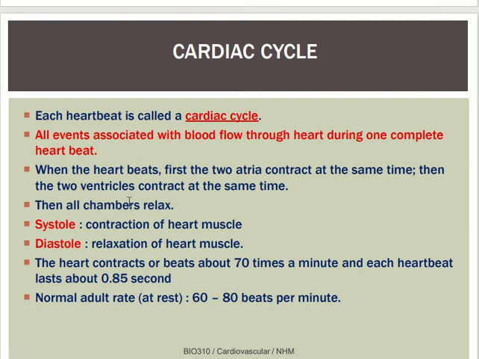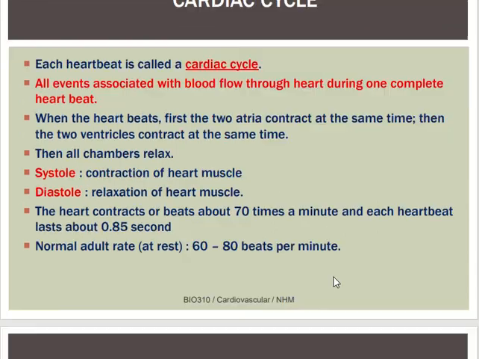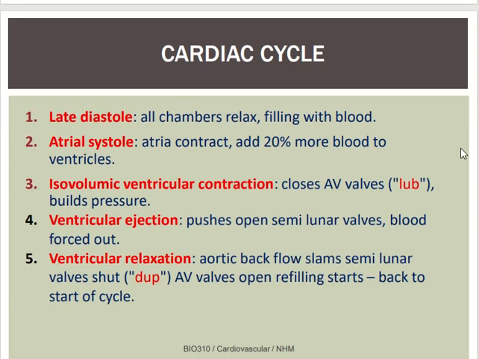Then the two ventricles also contract together at the same time and relax together at the same time. The contraction of the heart muscle we call systole. Meanwhile, the relaxation of the heart muscle we call diastole. The heart contracts or beats about 70 times per minute, in which normal adults are normally 60 to 80 beats per minute. Okay, and then let's look at the cardiac cycle. Remember, diastole refers to relaxation, systole refers to contraction.